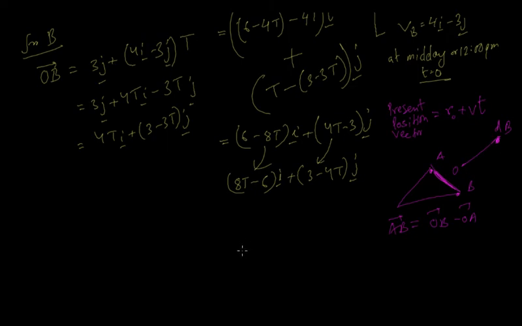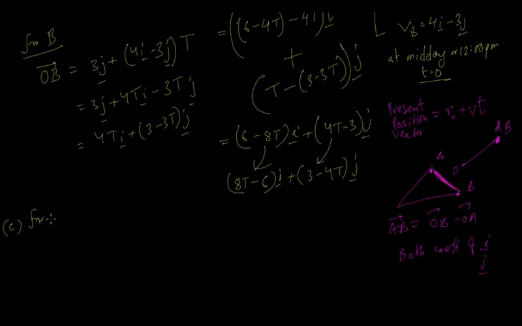So remember, if they collide, the distance between them is going to be 0, and we write it like this: both coefficients of i and j are going to be 0, and if both the values of t are the same, that means they have collided. If they are different, that means they have not collided. So let's do this final part.